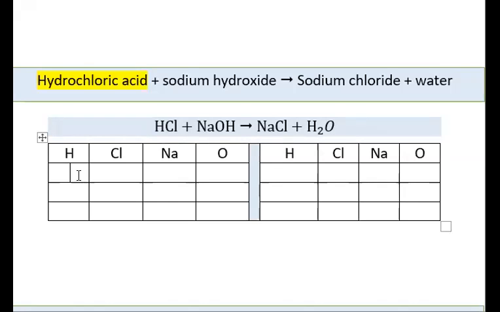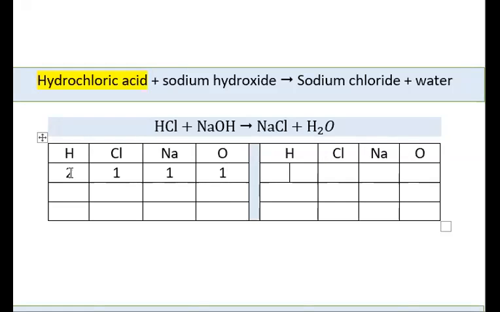Okay, we have 2 hydrogens, because can you see there's 1 hydrogen here and there's 1 hydrogen there, right? Plus chlorine. How many chlorines do we have? 1. And how many sodiums do we have? Good. And lastly, how many oxygens do we have? We have 1 as well.